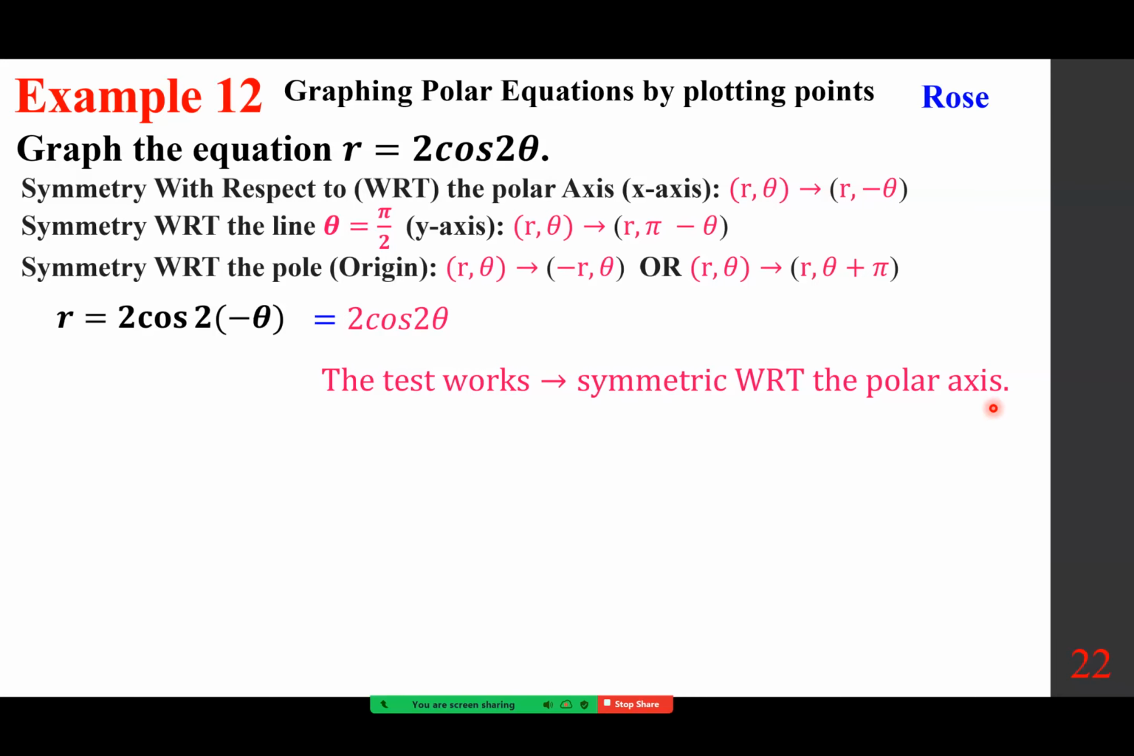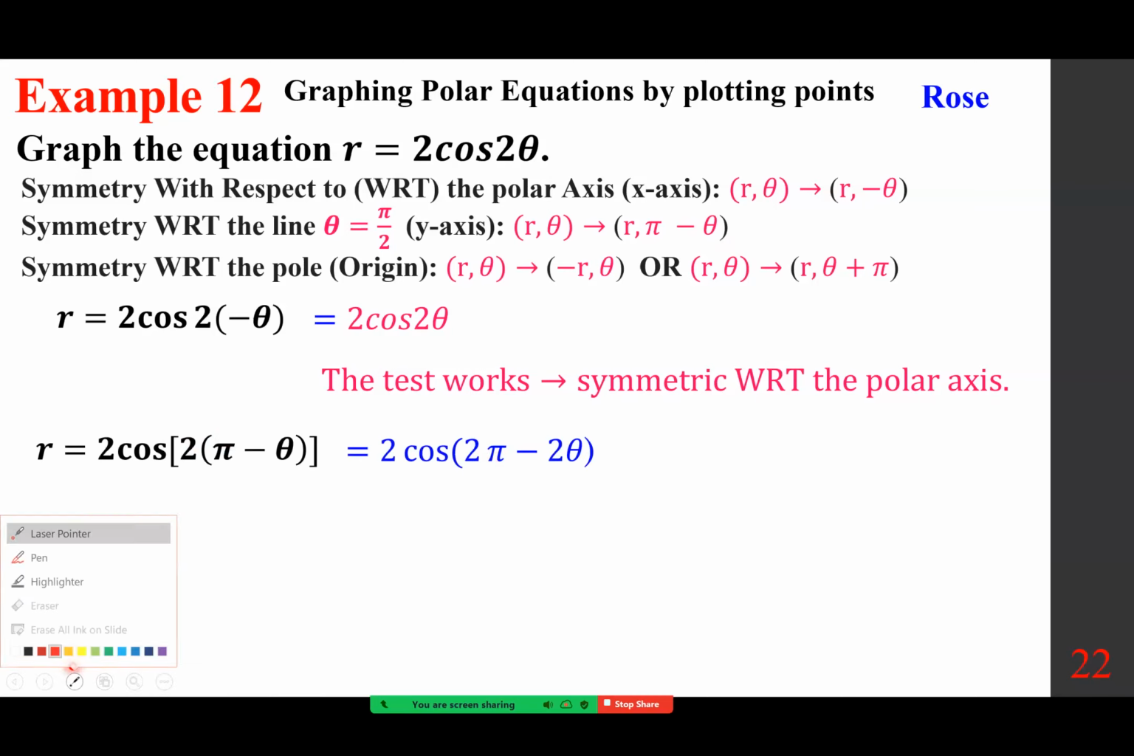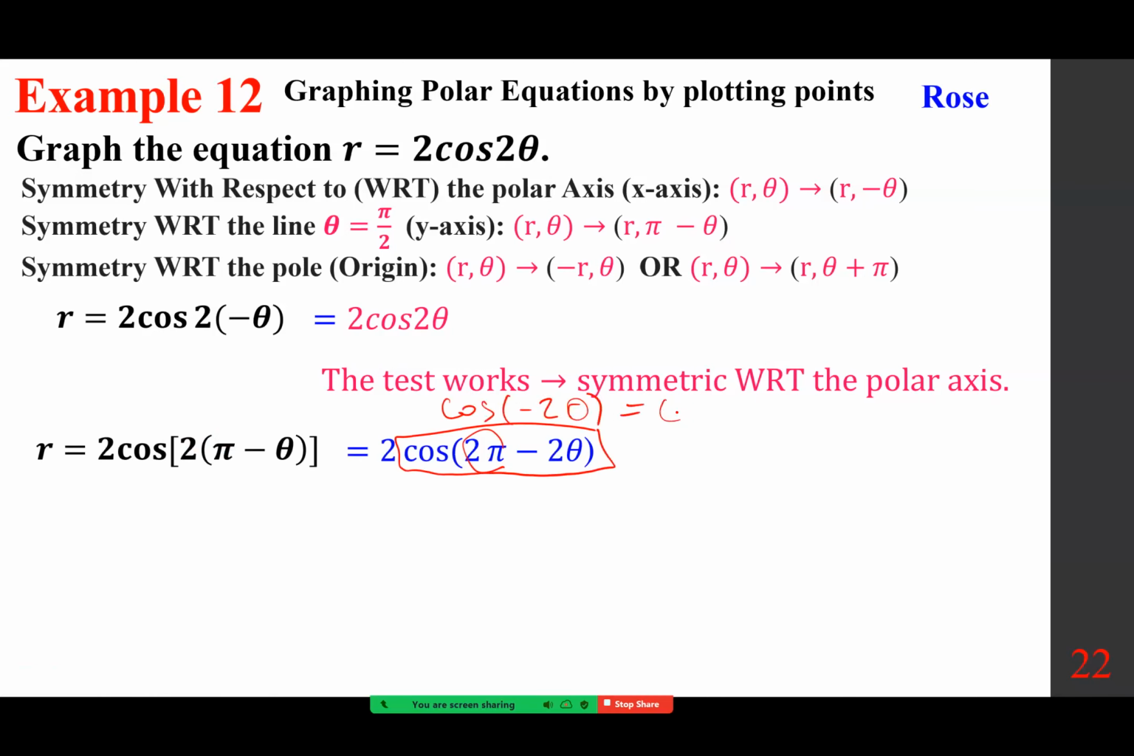Second case, pi minus theta. You are going to distribute the 2. We get 2 pi minus 2 theta, as you know, because it's even multiples of 2 pi. Because this is even multiples of theta, this is the same as cosine of negative 2 theta, which is the same as cosine of 2 theta. So that works. The graph is symmetric with respect to pi over 2.